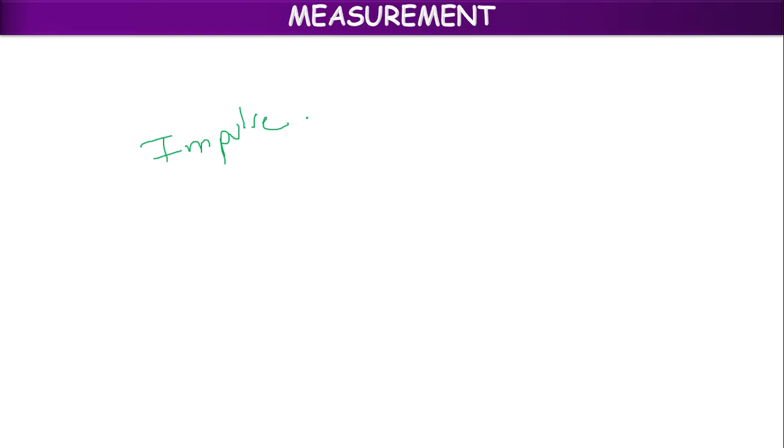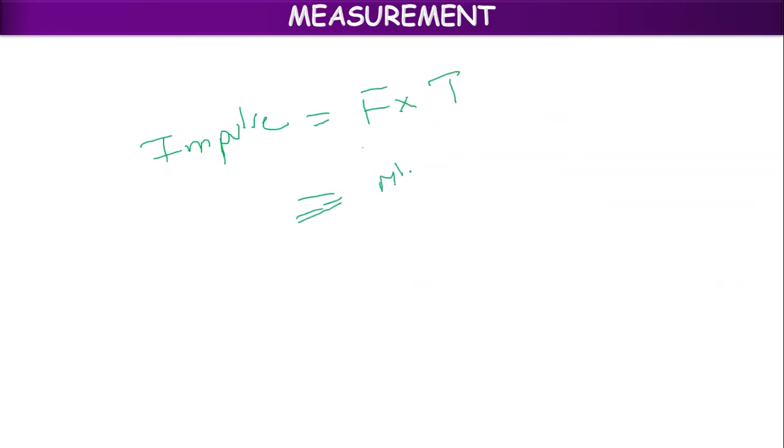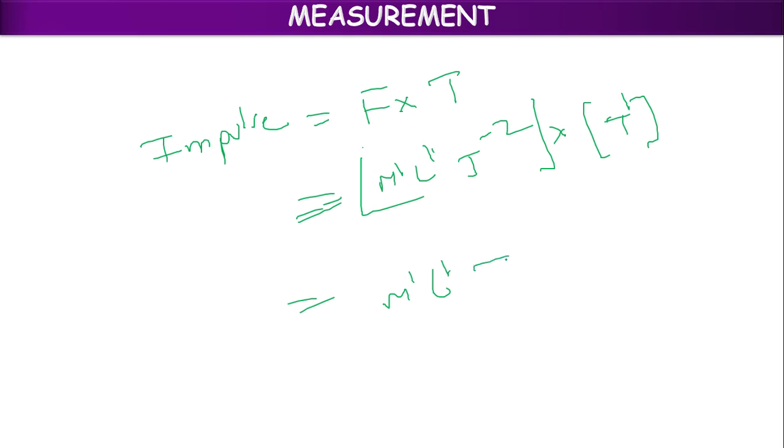We have impulse, whose formula is force into time. Already we have found the force dimensional formula: M1 L1 T minus 2. Multiplying by T means T1, so M1 L1 T minus 2 plus 1 equals minus 1. So this is the formula for impulse. If we know the dimensional formula of one quantity, we can find the other quantities based on it easily.